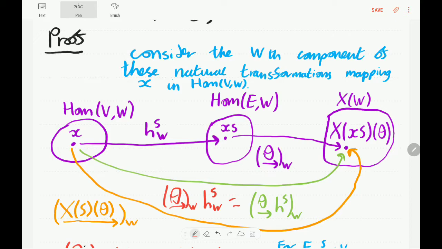And one important question then is, well, okay, let's do it in steps. So firstly, what happens to X when we do the W component of HS on X? Well, let's just recall how HS works.